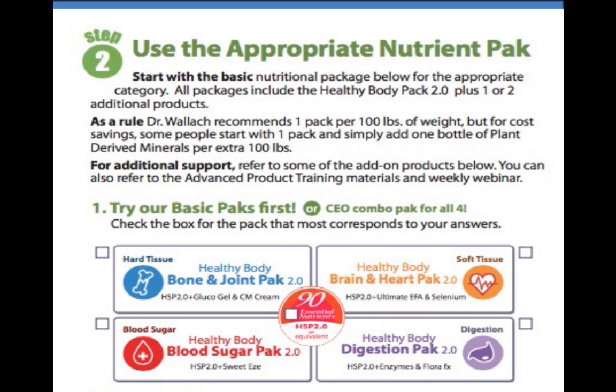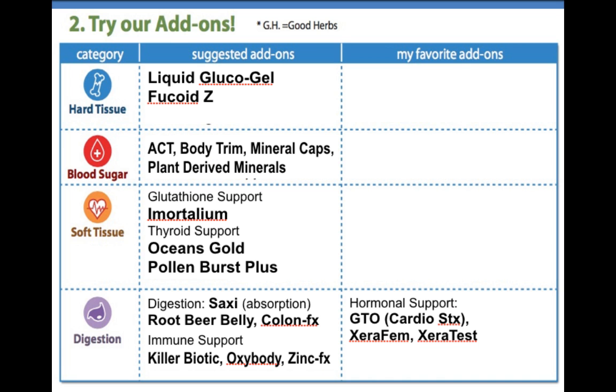Now, let me also mention some add-ons. We don't just have the basics, we can have some advanced things. And sometimes you need that. For example, if someone has a thyroid issue, you will want to go with the extra Ocean's Gold. That's just part of our thyroid support. Okay? For blood sugar, for example, you can use the ACT and the body trim between meals. Extra minerals anytime throughout the day will help.